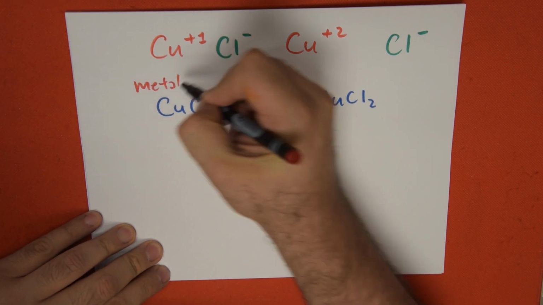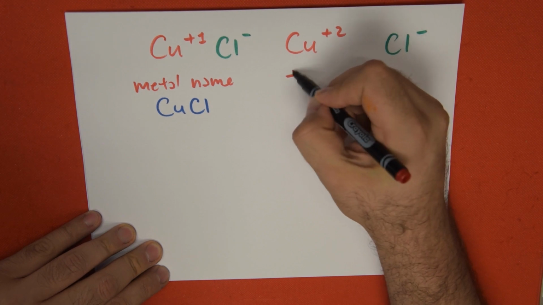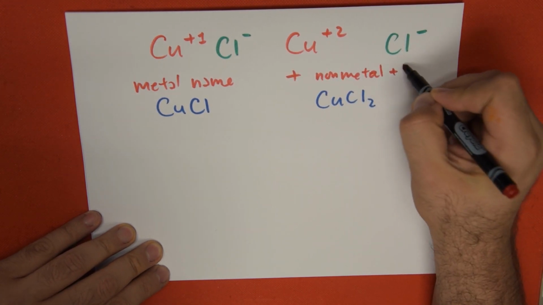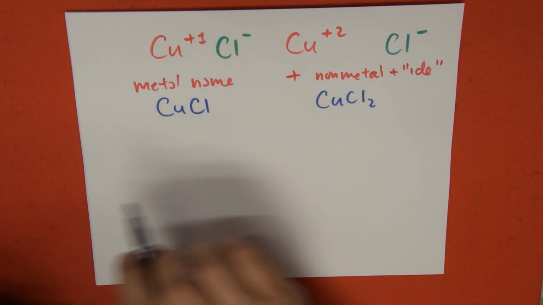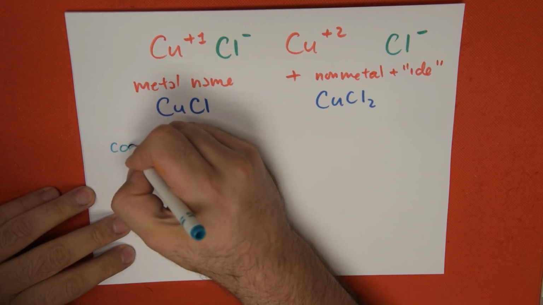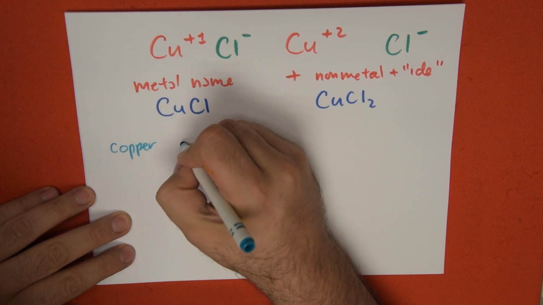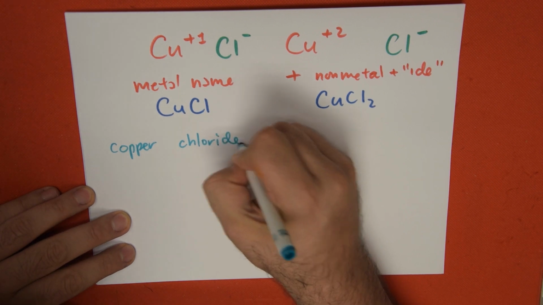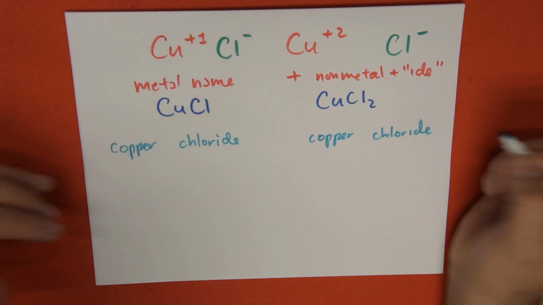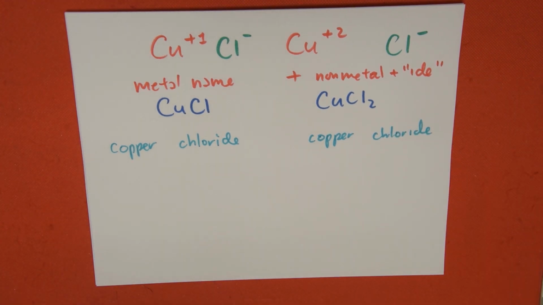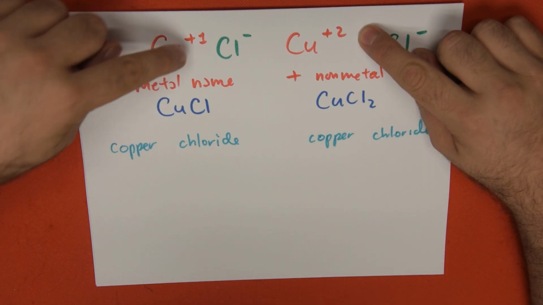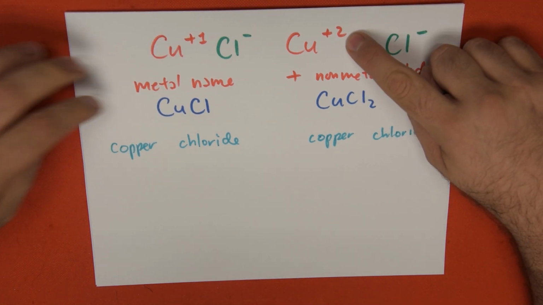Okay? So in this case, this is, again, copper chloride. And this is also copper chloride. So how do we actually make a difference between these two? It's very simple. You have to analyze the valence of the original metal that we used. So for this formula we use +1, and for this formula we use +2.